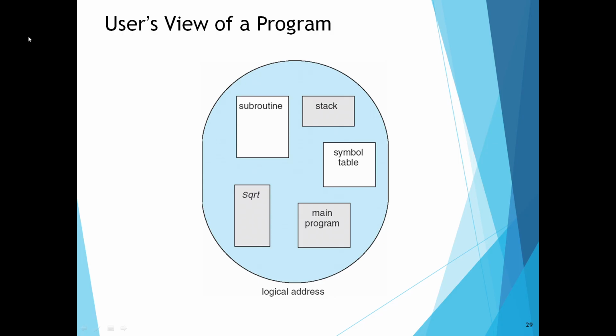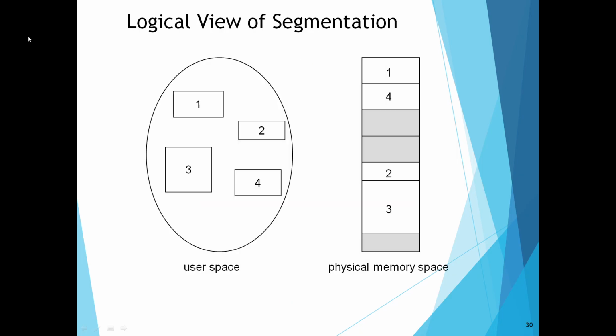The CPU generated address is called the logical address. Here the logical address is divided into a number of segments. In this example, there are 5 segments listed. One is a subroutine, the second is a stack, the third is a symbol table, the fourth is a SQRT function, and the fifth is a main program. So this is a logical view of segmentation.